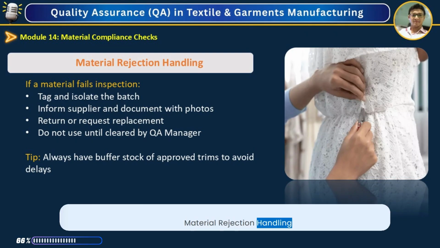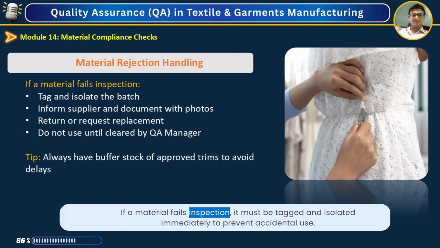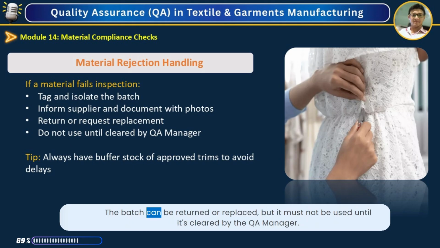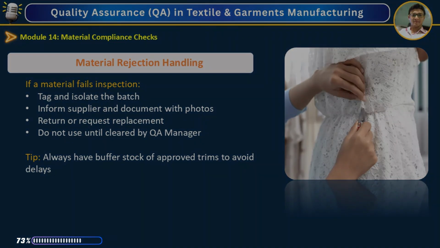Material rejection handling. If a material fails inspection, it must be tagged and isolated immediately to prevent accidental use. The supplier should be informed with documented evidence. The batch can be returned or replaced, but it must not be used until it's cleared by the QA manager. To avoid production delays, it's always smart to keep buffer stock of approved trims.